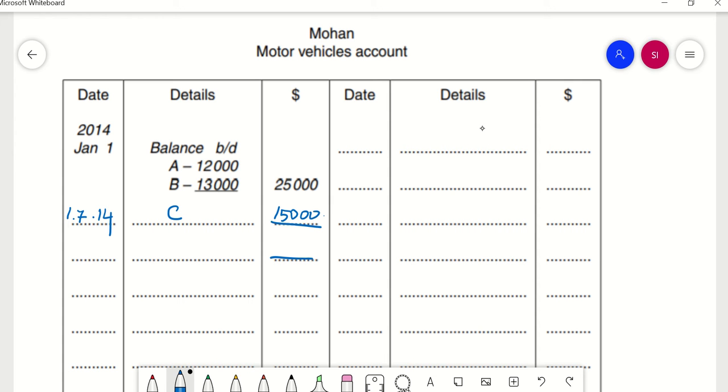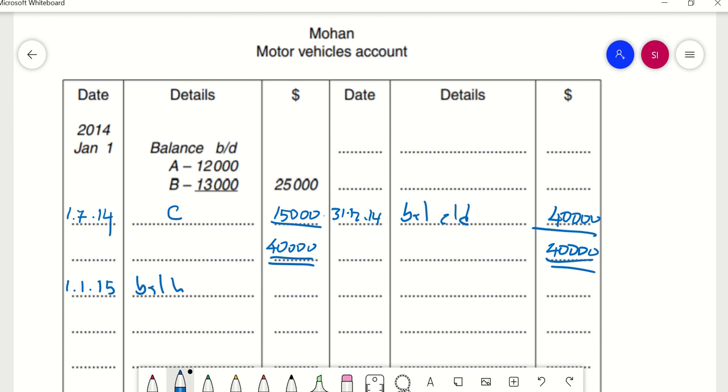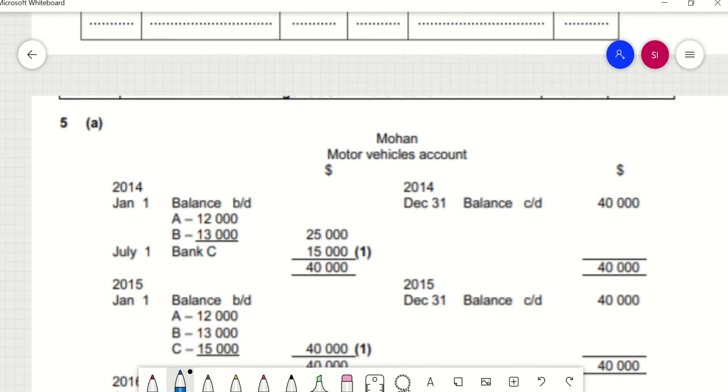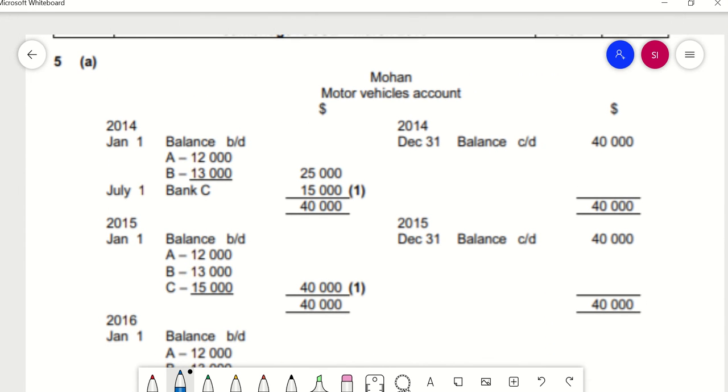Now we need to balance this ledger. So you get 40,000 here, 40,000, 40,000. 31st 12 2014 as balance carried down, 1st of 1st 2015 as balance brought down 40,000. Right? Now let's have a look at the marking scheme, whether we get the same answer.